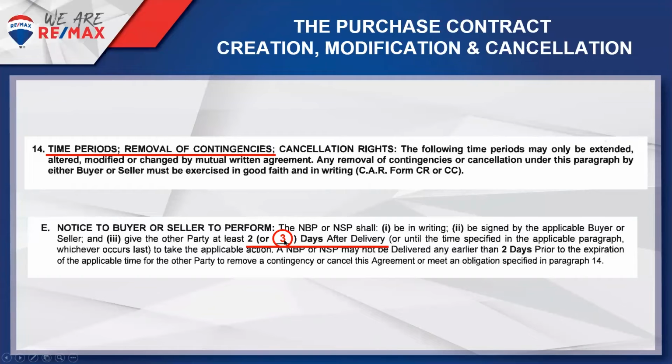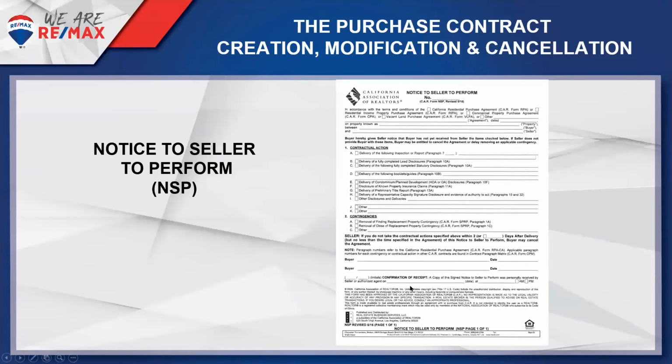Put a 3 here. Notice to perform comes out on a Wednesday. Day 1 is Thursday. Day 2 is Friday. The last day cannot be a weekend or holiday. Day 3 will be the end of the day Monday, or even Tuesday if Monday's a holiday. So that's a nice little thing to be aware of.